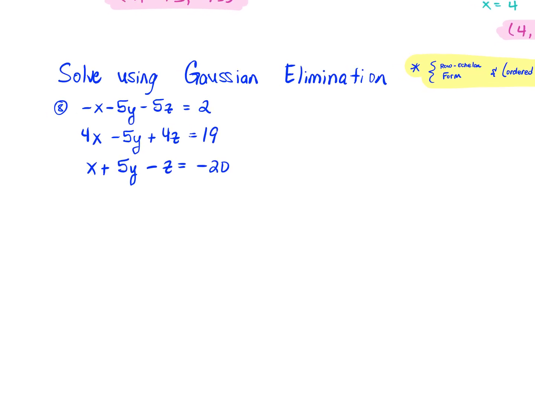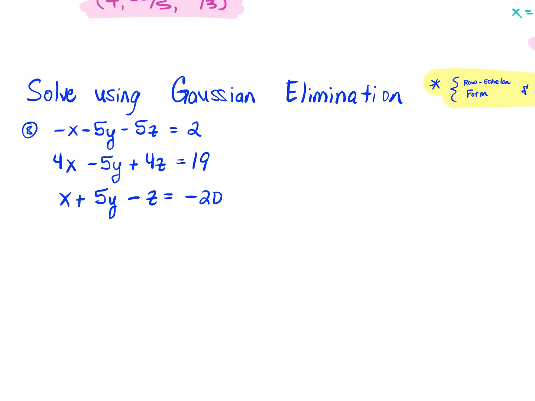For number 8, you have negative x minus 5y minus 5z is equal to 2. 4x minus 5y plus 4z is equal to 19. And x plus 5y minus z is equal to negative 20. I'm going to start working with the top two equations. So that's negative x minus 5y minus 5z is equal to 2, and 4x minus 5y plus 4z is equal to 19.